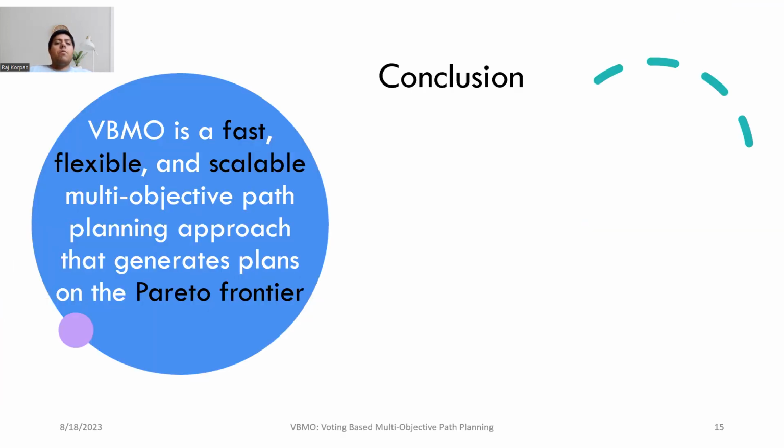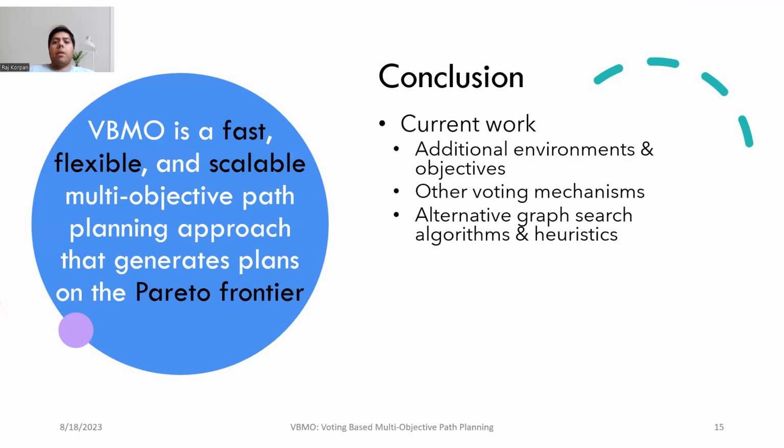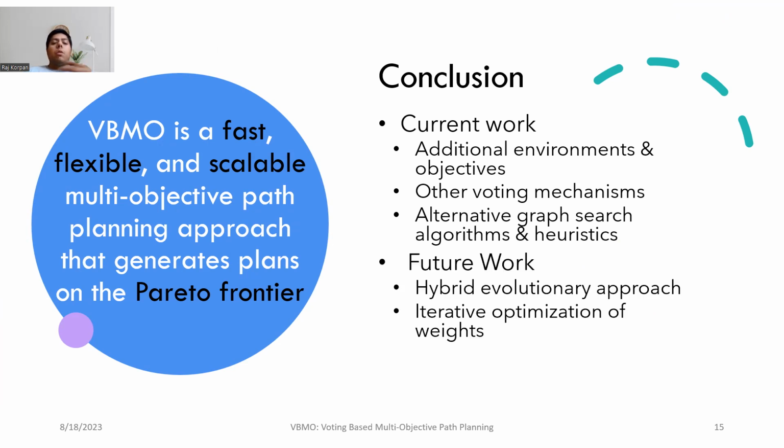So just to conclude, VBMO is a fast, flexible, and scalable multi-objective path planning approach that generates plans on the Pareto frontier. Currently, we're examining additional environments and objectives, looking at other voting mechanisms and alternative graph search algorithms and heuristics. Future work will evaluate this with a hybrid evolutionary approach, iterative optimization of weights.